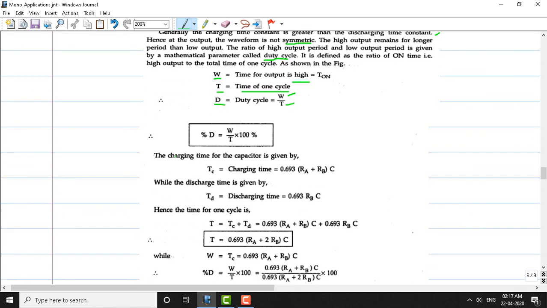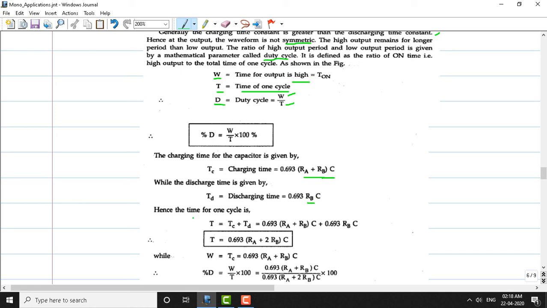Now we can calculate the charging time for the capacitor here. So how much time does it take to charge? The charging time of the capacitor is 0.693 times the resistance involved in its path of charging, which is Ra plus Rb, times C. So this product gives you the charging time here. Students need not derive this formula, they just need to remember this expression. While discharging, only the Rb resistance is involved here. Therefore, the discharging time is 0.693 times Rb into C.